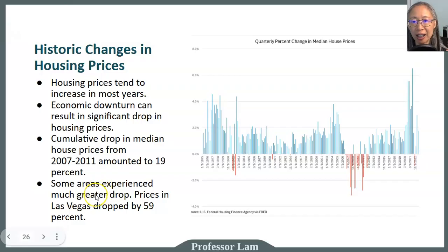The two areas that historically have the greatest fluctuation in housing prices are Las Vegas and Miami. In Las Vegas, during that time, the house price dropped by as much as 59%. So they lost 60% of their value.